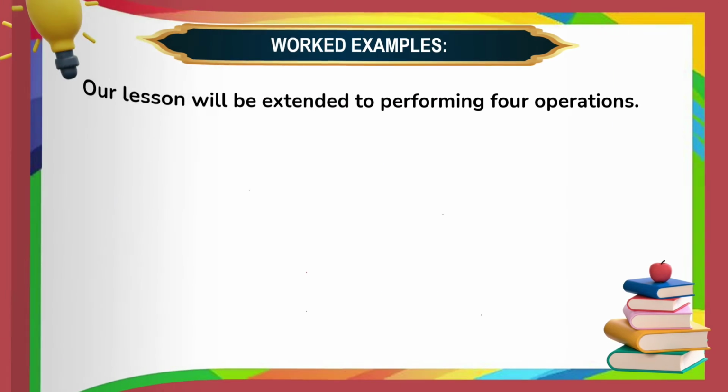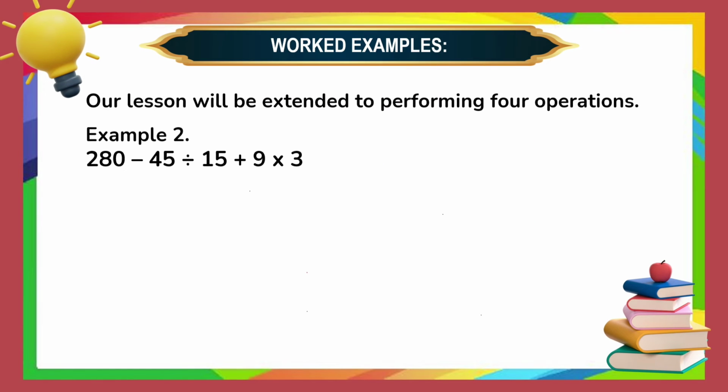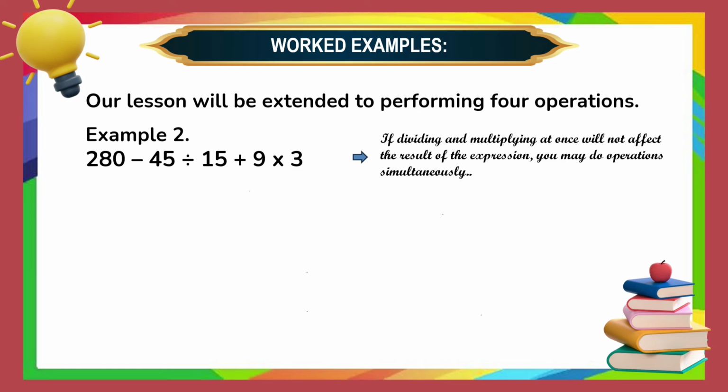For example number 2, we have 280 minus 45 divided by 15 plus 9 times 3. So as you can see, there is no grouping symbol, so we will apply the GMDAS rule. But in this case, if dividing and multiplying at once will not affect the result of the expression, you may do the operation simultaneously. So we can do both division and multiplication at the same time.